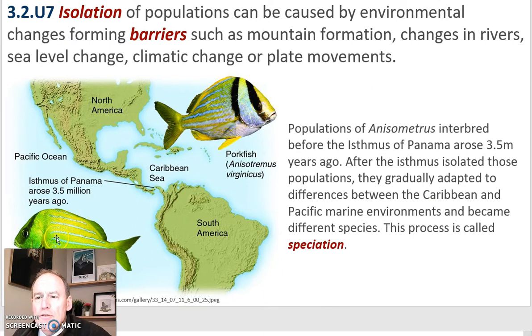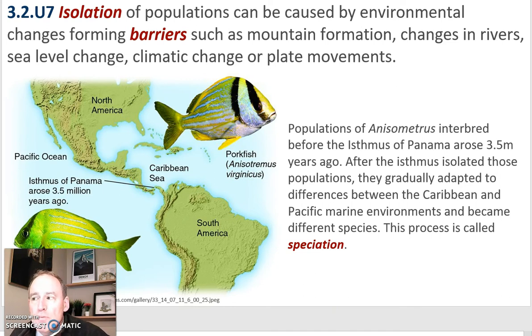Here we can see two populations of fish, and what happened was the Pacific Ocean and the Caribbean Sea were one habitat until about 3.5 million years ago, when the Isthmus of Panama rose up and isolated the populations. So you can still see ancestrally they share some characteristics with the phenotype. Behaviorally, I don't know if it changes a lot, but we can really see some distinct changes in other aspects of the phenotype for their specific niches now on either side.